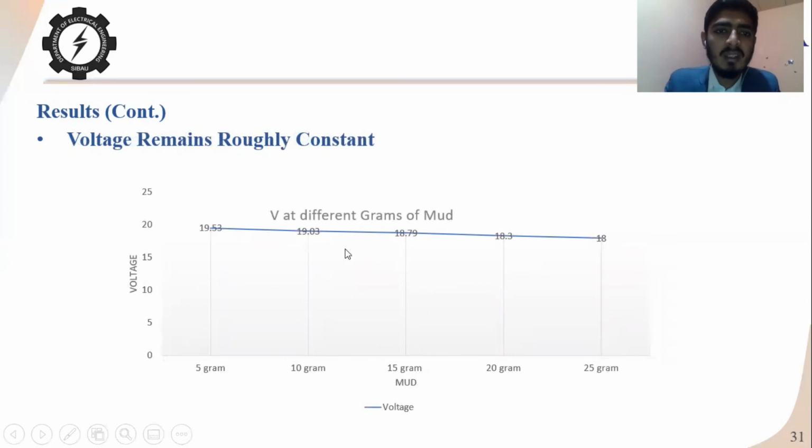This graph basically describes that whenever there is a dust problem, the voltage is not affected much by the dust. The voltage roughly remains constant.